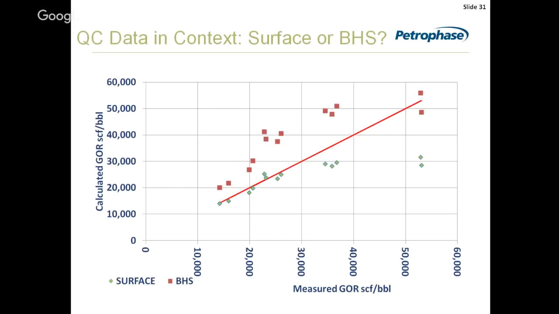Well, that red line is y equals x. So if the predictions are very good, it means we are accurately predicting from our little equation of state model of our fluid composition what the gas oil ratio is. And below 30,000 standard cubic feet per barrel, it's a very good match through those points.